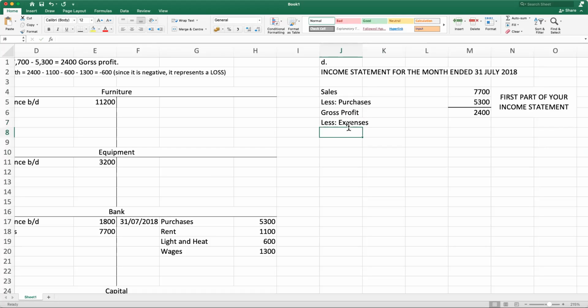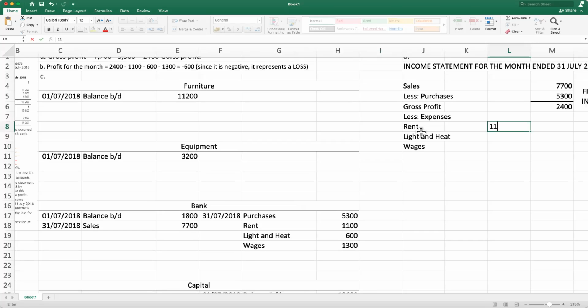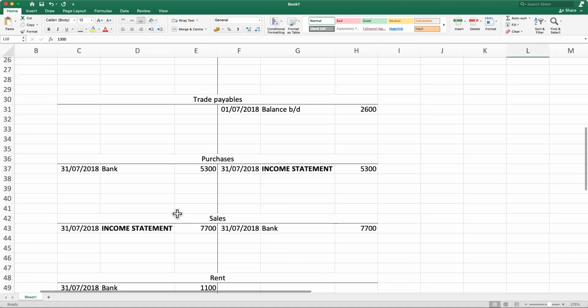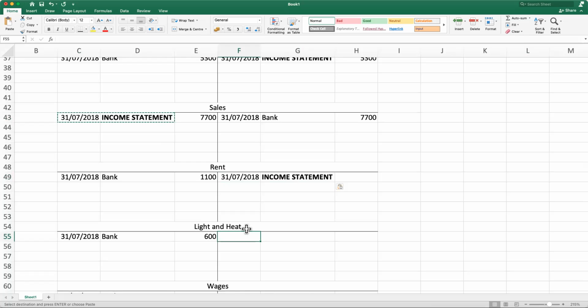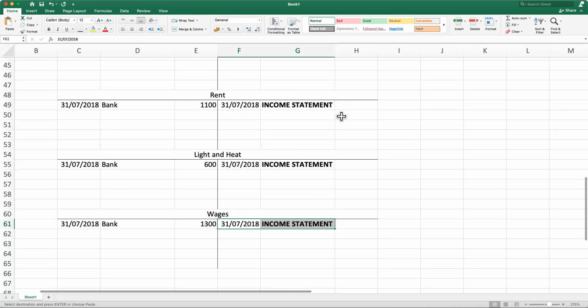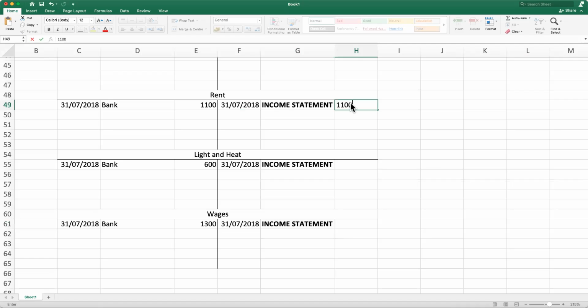So we have our rent, light and heat, and wages. So rent would be 1,100, light and heat 600, wages 1,300. Before you do that, please go to your accounts and transfer them to the income statement as well. Here, here, and here. Just to close this account.